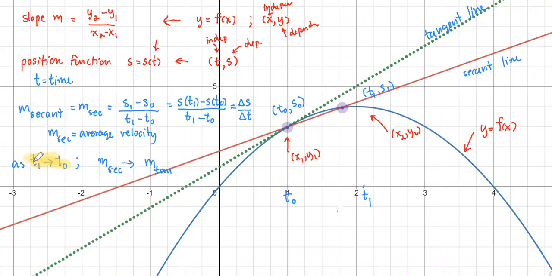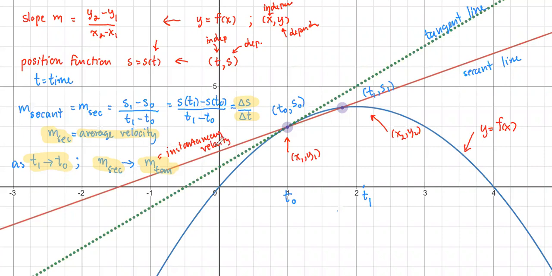Okay. So let me put it in the form here. As t approaches t0, the slope of the secant line approaches the slope of the tangent line. And as I mentioned earlier, the slope of the secant line is the change in position over change in time, or another way we call it, the average velocity. So what do we call the slope of the tangent line? We call it instantaneous velocity.